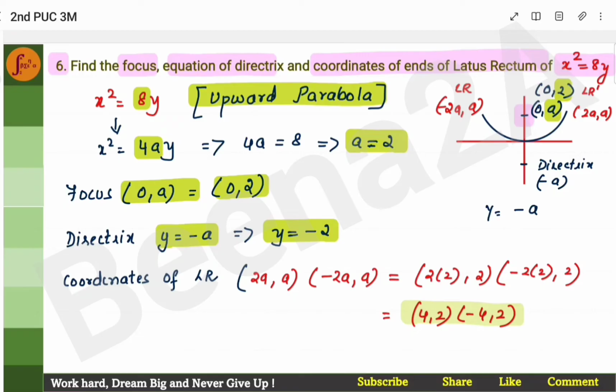Now coordinates of the latus rectum. Coordinates of LR are these 2 points, these 2 ends of the parabola. Here it's proven that this distance is 2a and this distance is a. So this side x-axis is negative, so minus 2a. This side x-axis is positive, so plus 2a. Y is same, y is positive, plus a and plus a. So simple, substitute the value of a and you'll get the coordinates: 4, 2 and minus 4, 2.